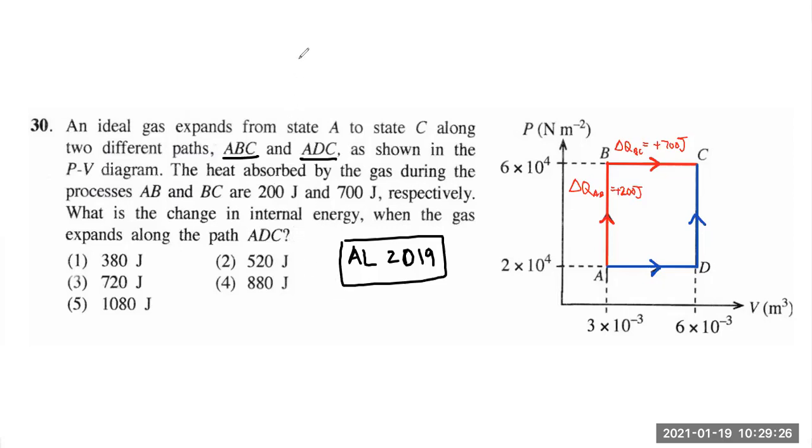Now, talking about ADC, delta W DC will be equal to zero. We can find delta W AD here. The area below this will give us delta W AD, A to D. So let's find that out.